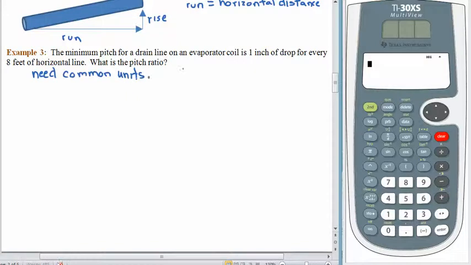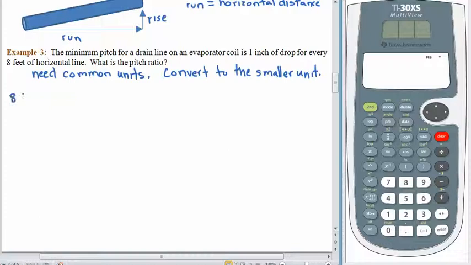So what we're going to do is convert to the smaller unit. Not that we can't convert the other way, but if you convert things down to the smaller type of unit, it just makes your calculations a little nicer. So the first thing we want to do is change feet into inches.